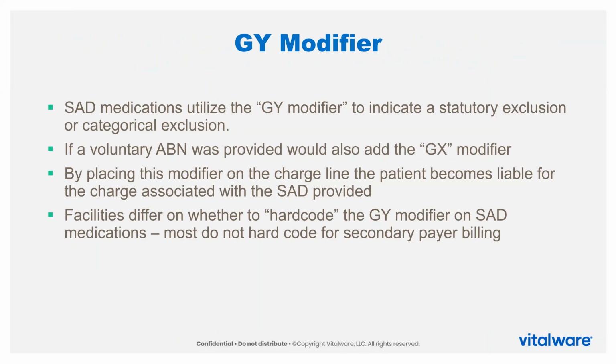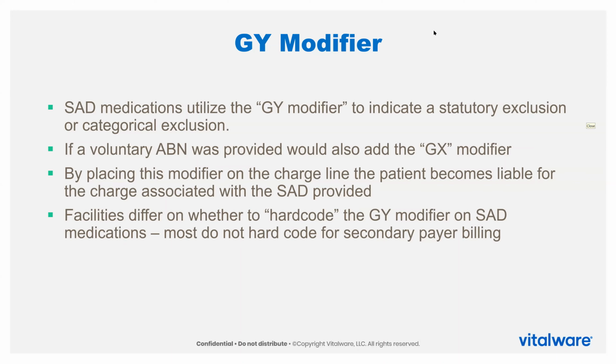Keep going, Dusty. So how do I put this on? Okay, if I'm going to do this, I can use the GY modifier to indicate this is a statutory exclusion. Meaning if a voluntary ABN, then I want to see the GX. So you're going to have GY and GX. Voluntary ABN provided, GY modifier. Placing this modifier on the charge line, the patient becomes liable for the SAD. Facilities will differ on whether to hard code these or not.